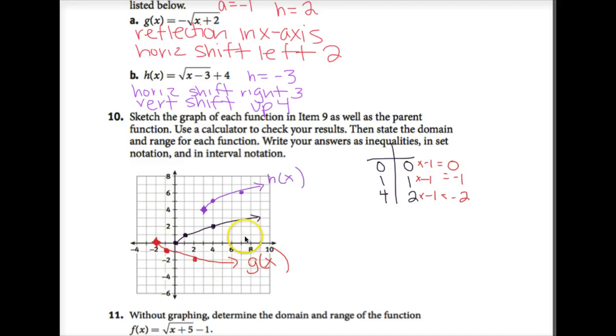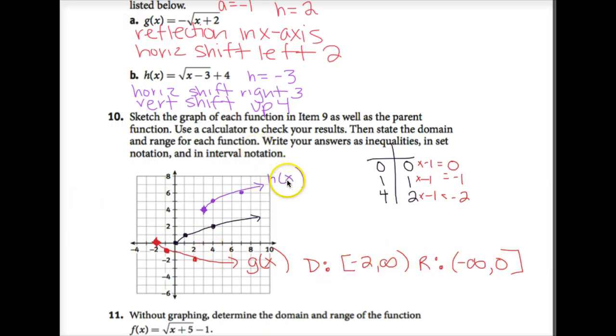So here's g of x. Its domain, its x values. They start at -2 and they get bigger. So this is my domain. My range, my y values start at 0 and they're smaller. So remember when we list, it goes from smallest to largest, and so my range would look like this.